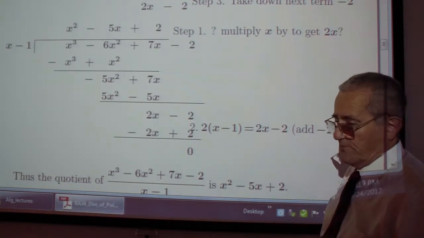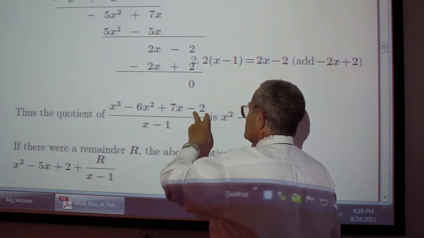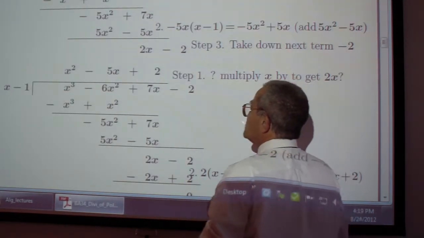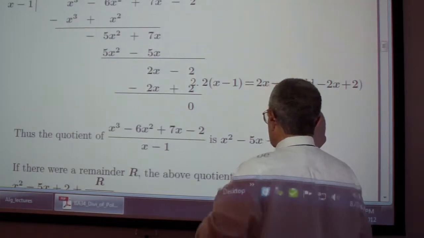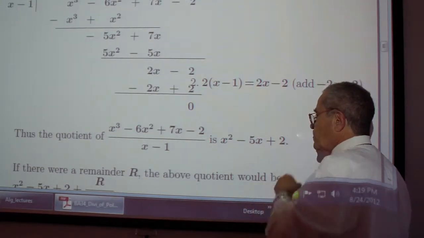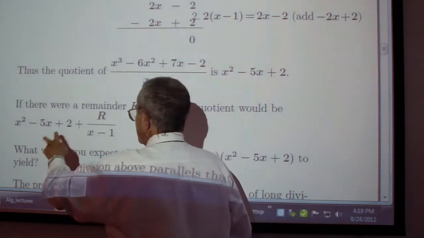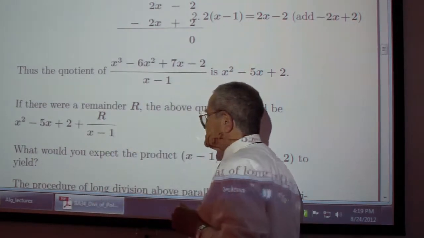It's a special problem. So when we divide x cubed minus 6x squared plus 7x minus 2 by x minus 1, we are getting a quotient, which is x squared minus 5x plus 2. If there were a remainder, we would write our answer as x squared minus 5x plus 2 plus the remainder divided by x minus 1.